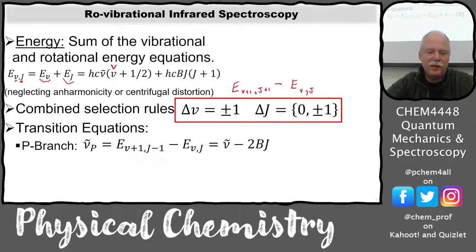So here's the P branch. Notice it's that V plus one, but delta J minus one, and then you subtract the energy equation.